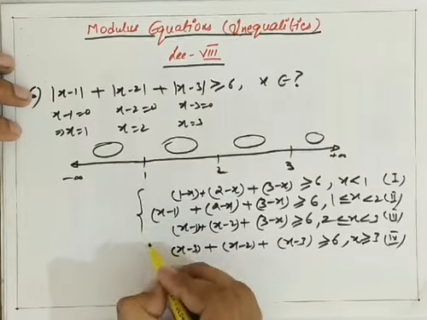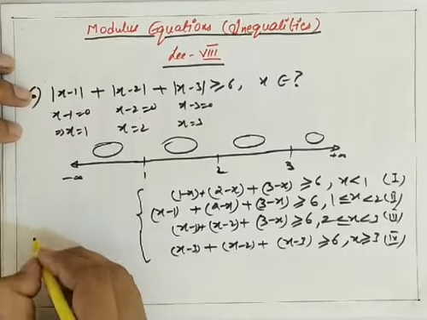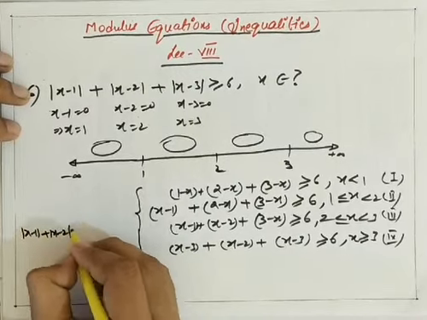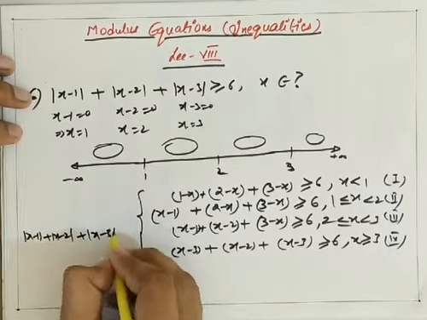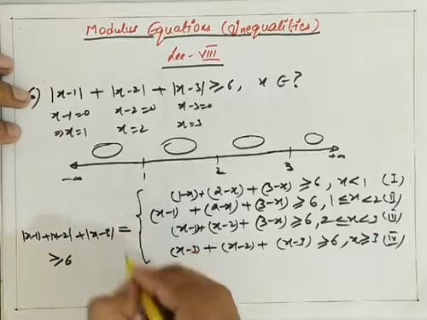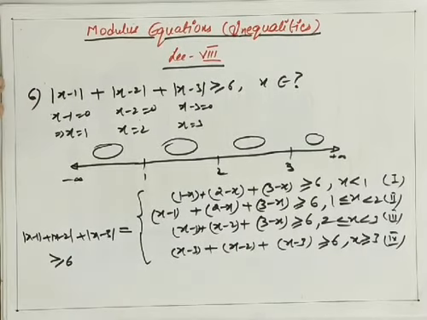So these are the possible cases of the given inequality. The given inequality was mod of x minus 1 plus mod of x minus 2 plus mod of x minus 3 greater than or equal to 6. So these are the possible cases to solve this inequality. Now let's solve one by one.